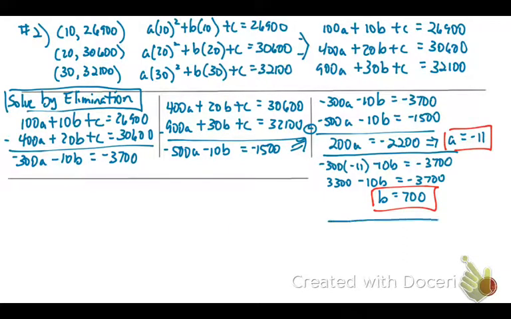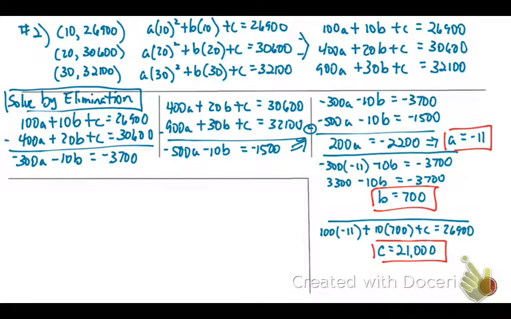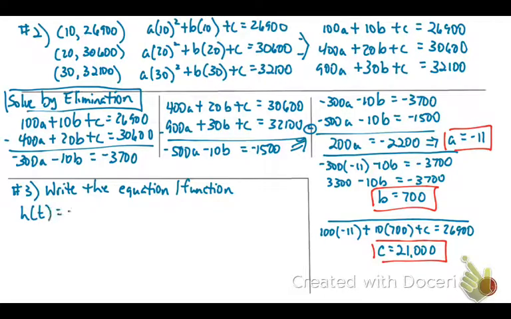Now I can solve for c. I'm going to just pick one of my original equations. I'm going to pick the first one and plug in negative 11 for a and 700 for b and solve for c. When I subtract those values over, c is 21,000. Now we have our values for us to write our equation in standard form. So height in terms of time is negative 11t squared plus 700t plus 21,000.